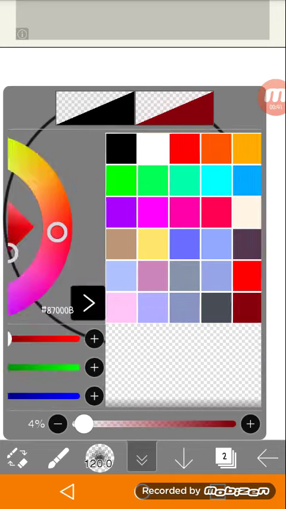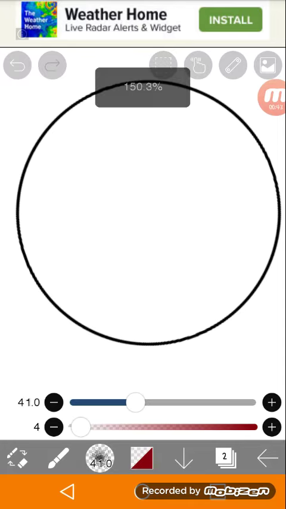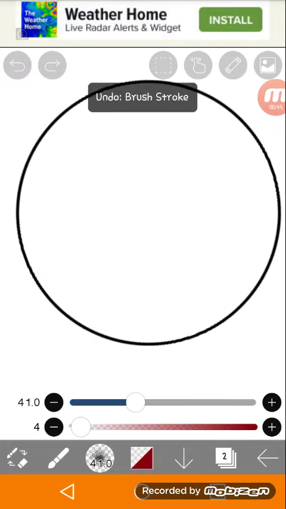And then make it smaller. And then, boom, you got blood on IbisPaint. You happy?